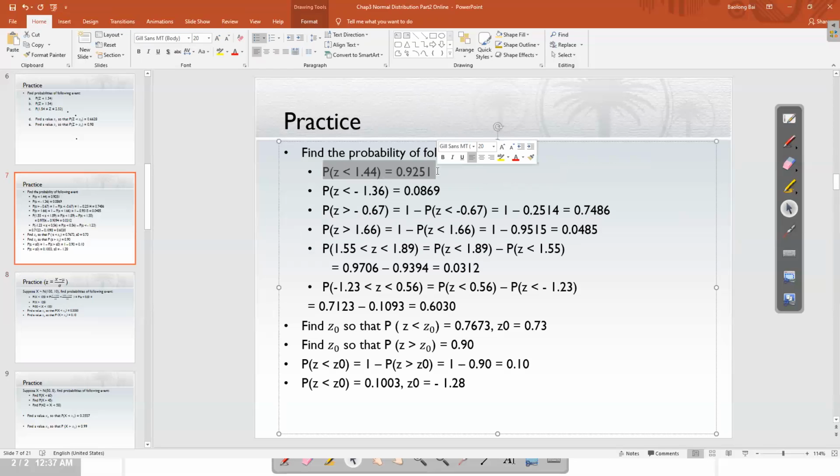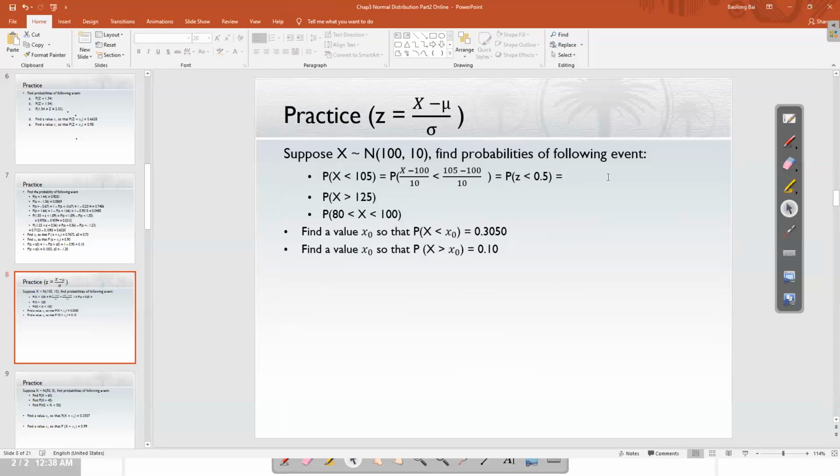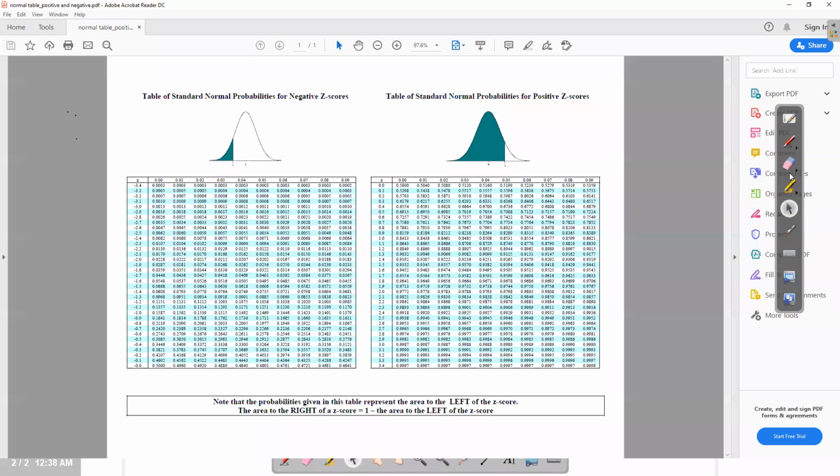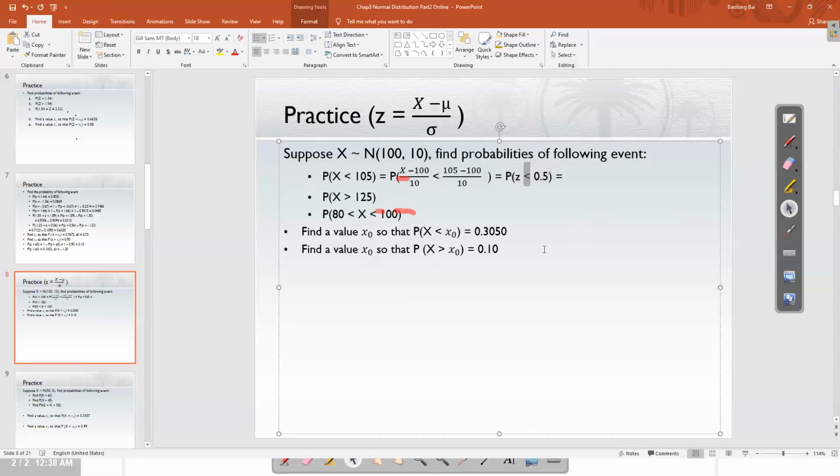For any z event, you can look up on the z table. So here we have a z-score of 0.5, and the sign is smaller than. We can look up as this. So we go to the z table, look for 0.50, right? 0.5 is 0.50. The corresponding probability is 0.6915. So this probability is 0.6915. And that's done.